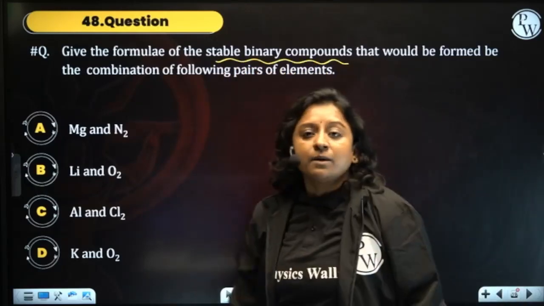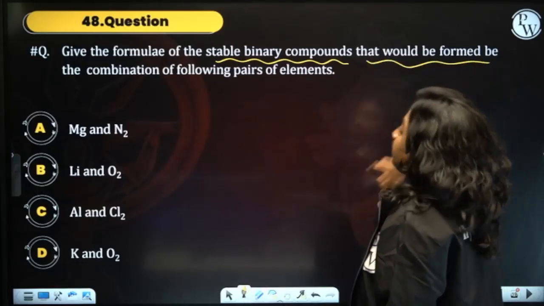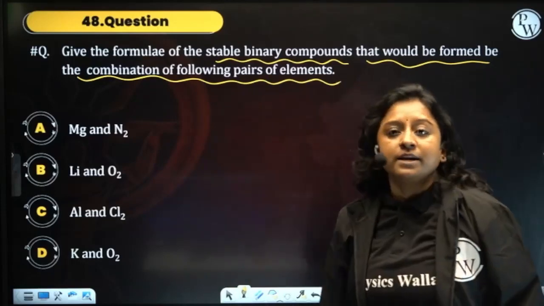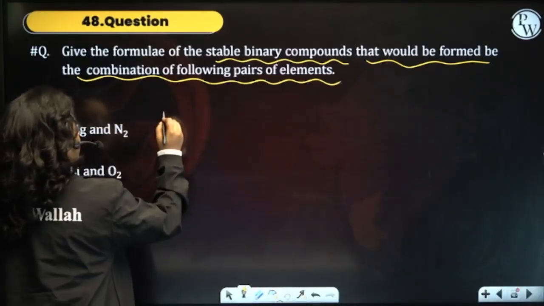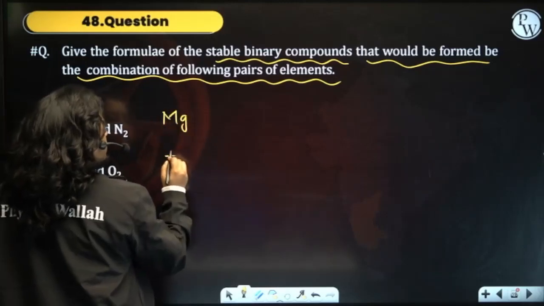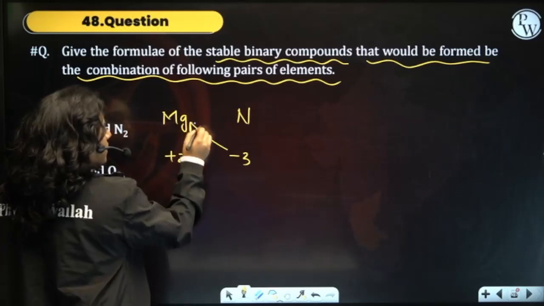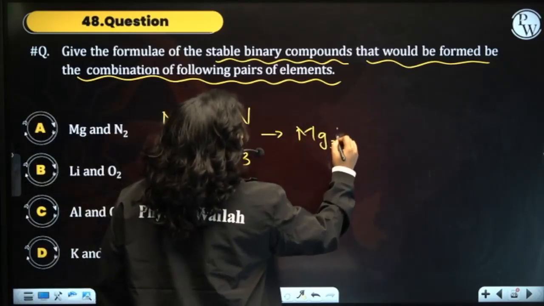Next, 48th question. Give the formula of a stable binary compound. What do you mean by binary compound? One which consists of 2 ions, that would be formed by the combination of the following pairs of elements. Alright, 9th standard question. Magnesium's charge is plus 2, nitrogen's charge is minus 3. Cross the charge. So it becomes what? Mg3N2.